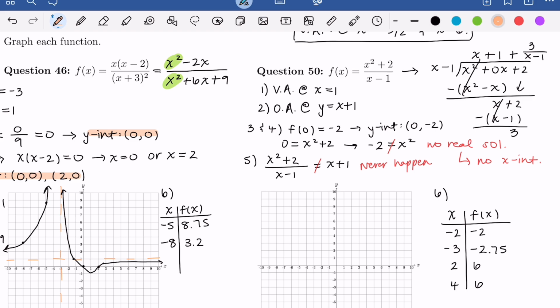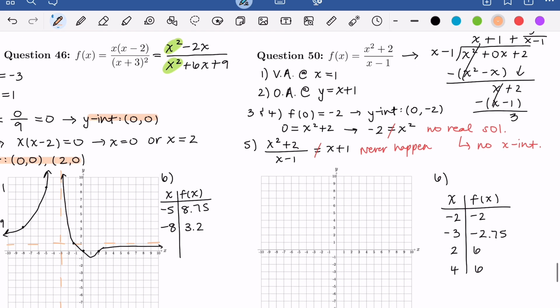So the first thing we want to do is draw our asymptotes. We're going to have a vertical asymptote at x equals 1, and then our oblique asymptote at y equals x plus 1. We know this is just a line that has a y-intercept of (0, 1) and a slope of 1. So it's just going to look like this. This is our oblique asymptote, and we know we're not going to cross it.